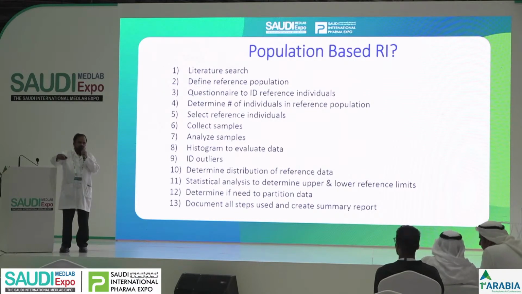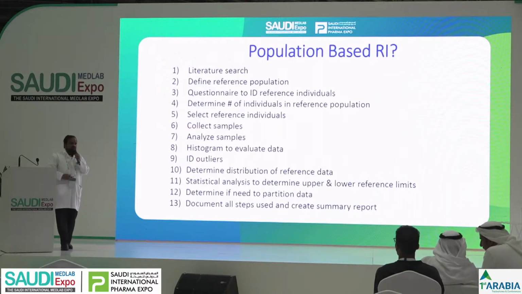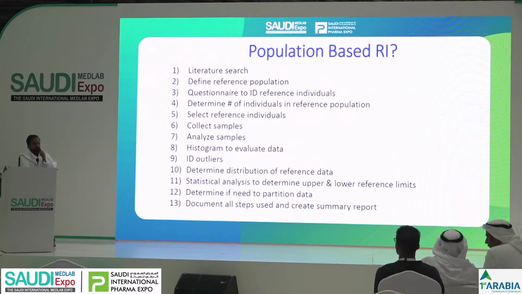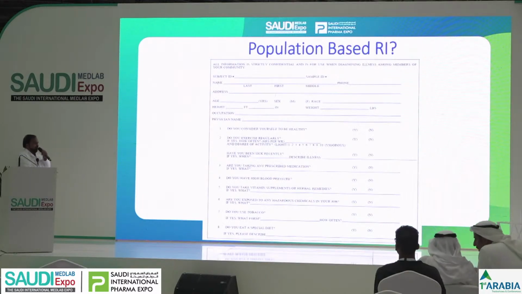Ask them if they are smoking or not smoking, their age, male or female, fasting or non-fasting. All this information has to be collected. So it's a very thorough and very difficult study. That's why normally people don't do this one. This is the questionnaire form that we have, and you can use this form. But normally people just verify the reference interval, which is the easiest and most straightforward job.